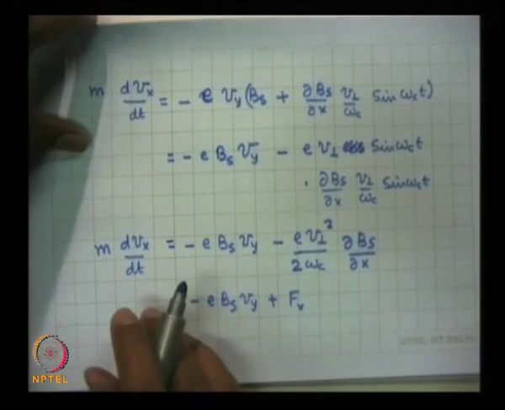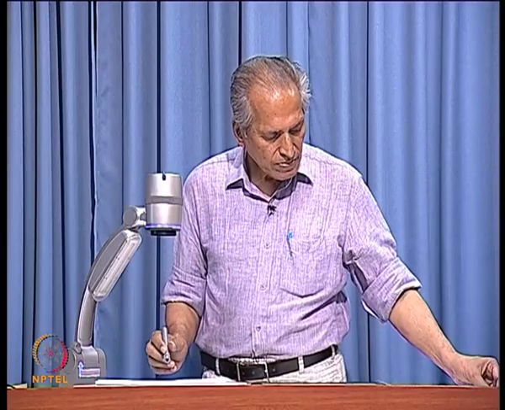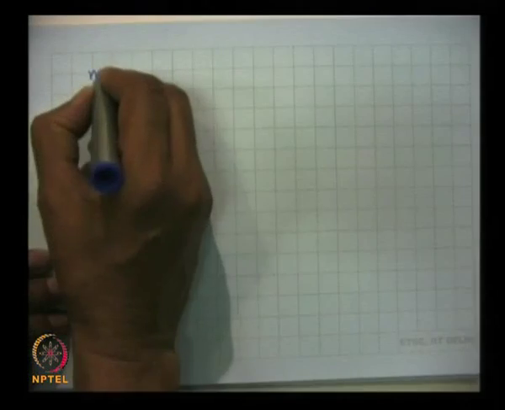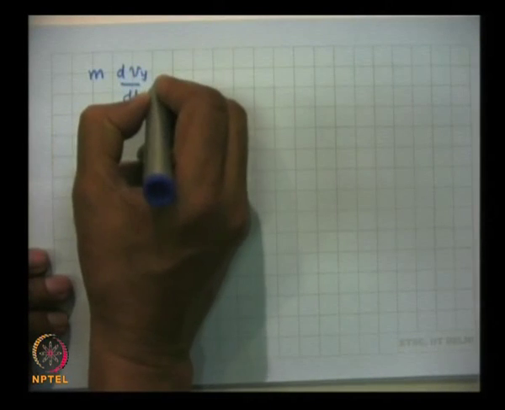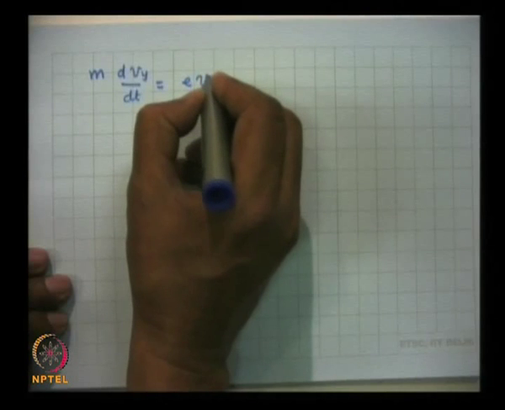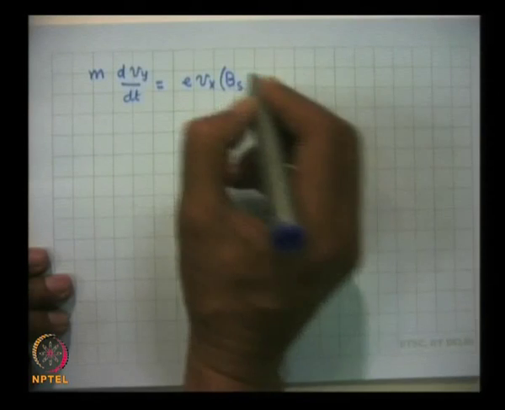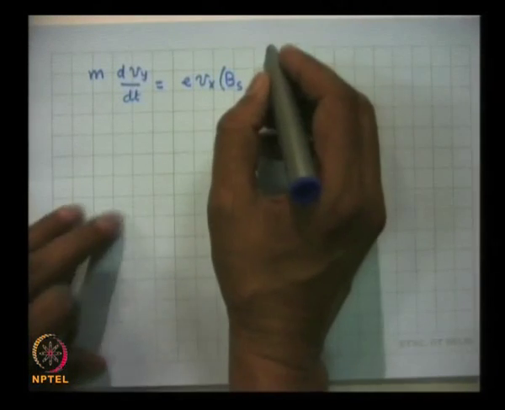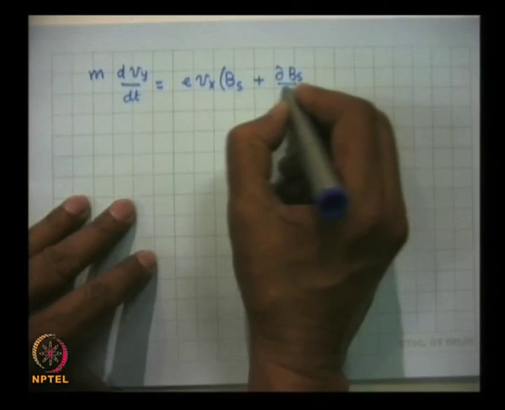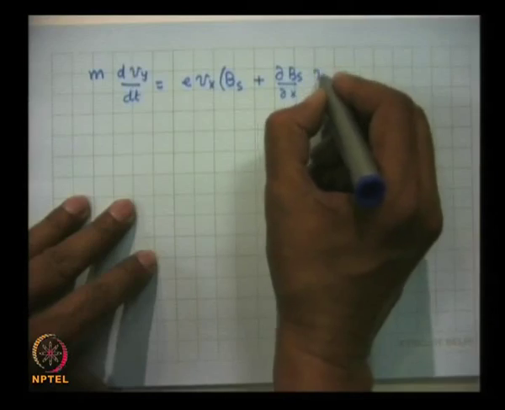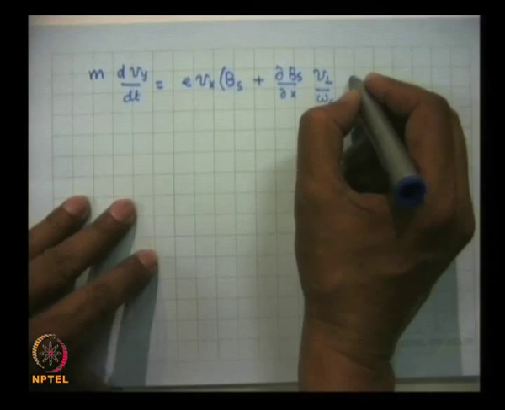And if you write down the Y component of the equation of motion, we obtain m dvy by dt is equal to e vx into Bs, which is equal to Bs at the guiding center xg plus delta Bs upon delta x into v perp upon omega c into sin omega c t.